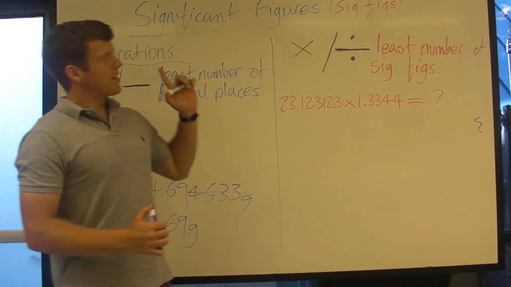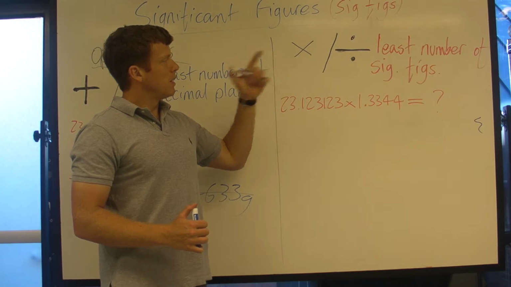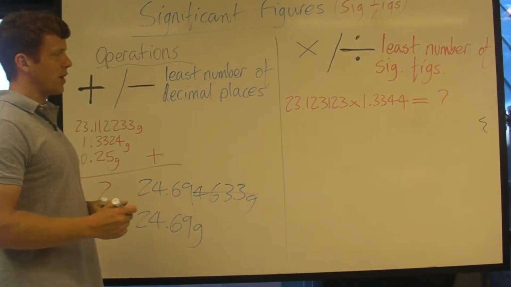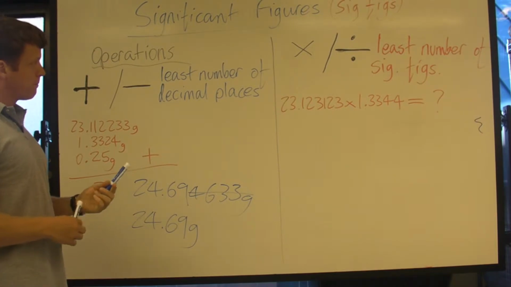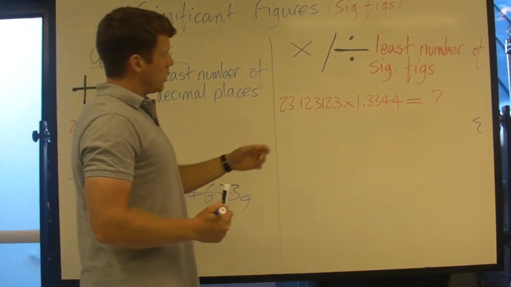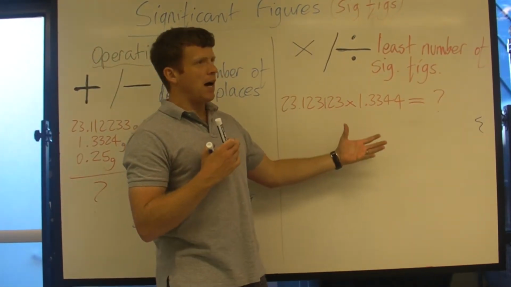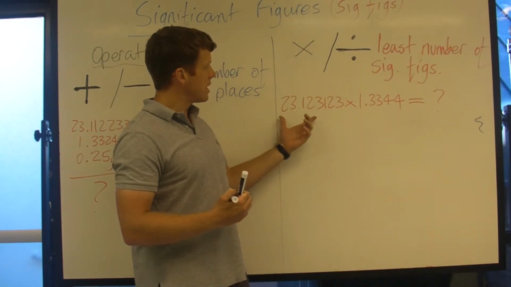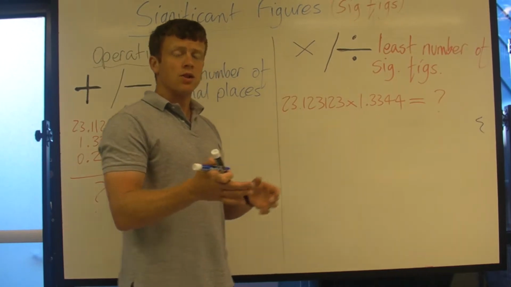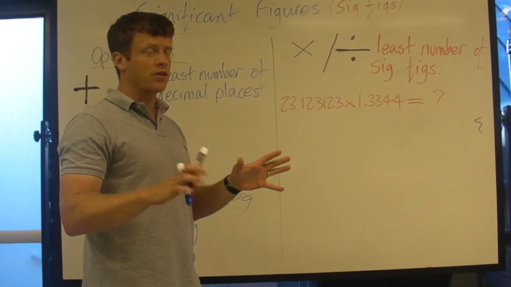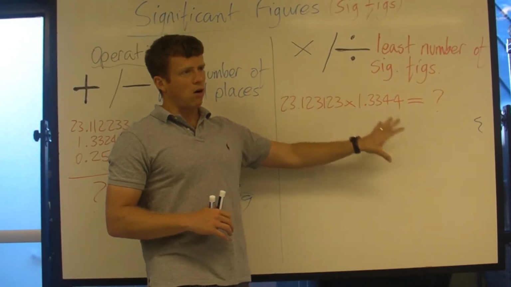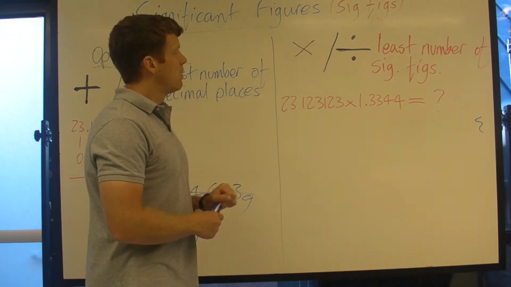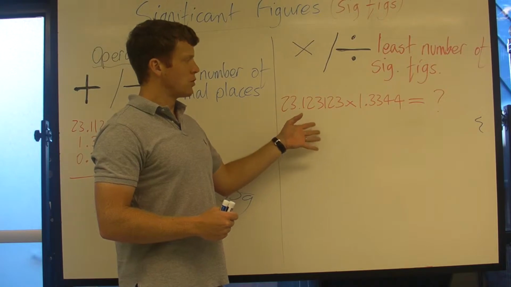Slightly different, but a similar sort of concept in multiplication and division. We're going to use the least number of significant figures. So you're looking for, and you've got to apply that idea of significant figures and counting them. In this case it's pretty obvious because there are no zeros. So remember that anything that's not a zero is always significant. I'm not going to repeat the whole set of rules for zeros, but you'll have them in your notes, so you can always go back and reference them.